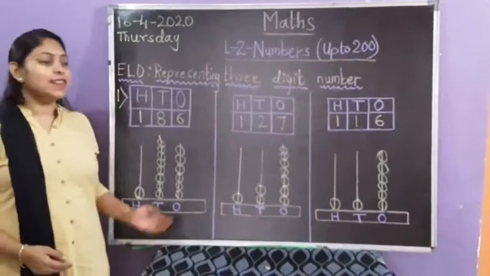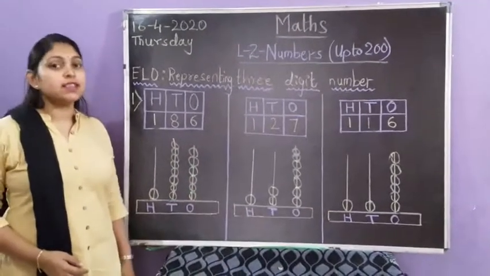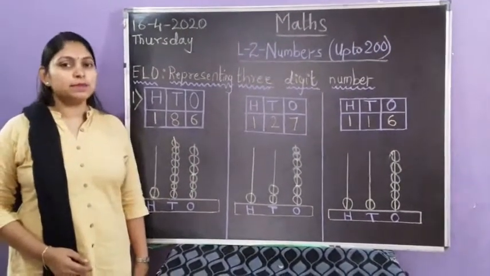So children, this is how we represent a 3-digit number in a spike abacus.